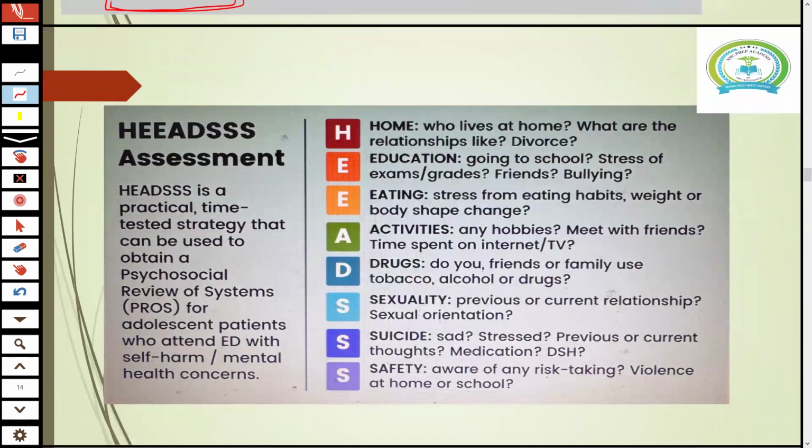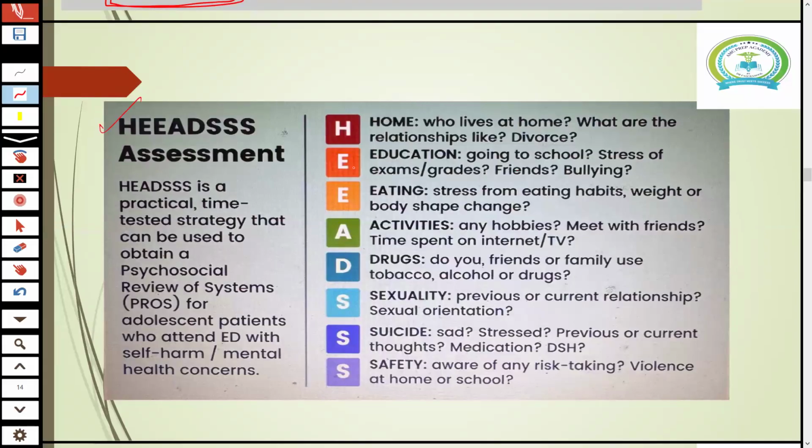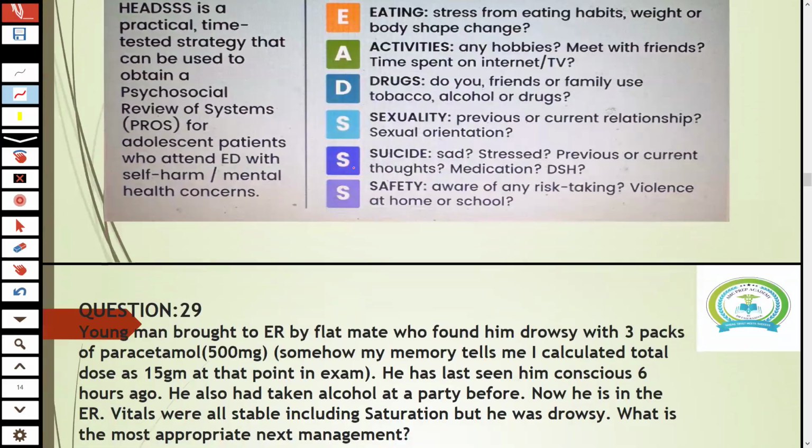Okay, with the HEADSS assessment, this is also a good chart, and it's questionnaire related. You can go through it when you go through the PDF again.